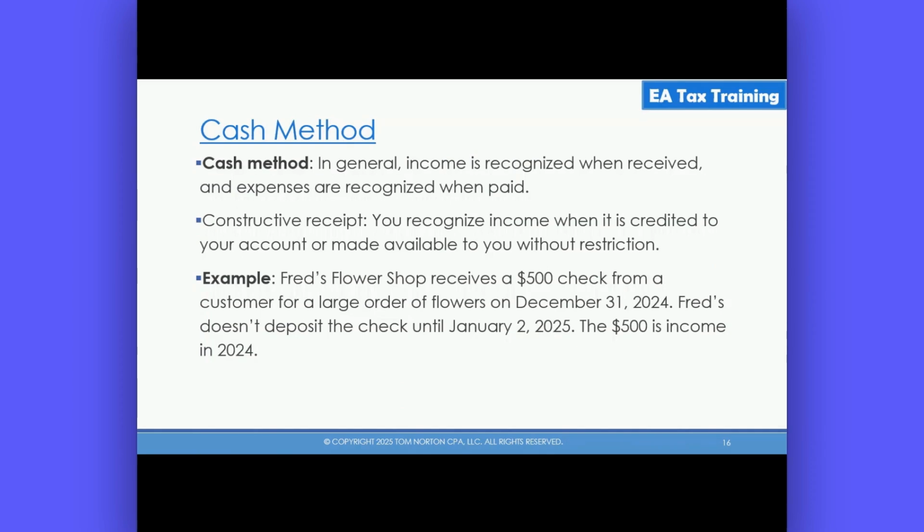So for example, Fred's Flower Shop receives a $500 check from a customer for a large order of flowers on December 31st, 2024. Fred's doesn't deposit the check until January 2nd, 2025. The $500 is income in 2024 because that's when they had it and they could have deposited it. So that's when we are going to consider it income.